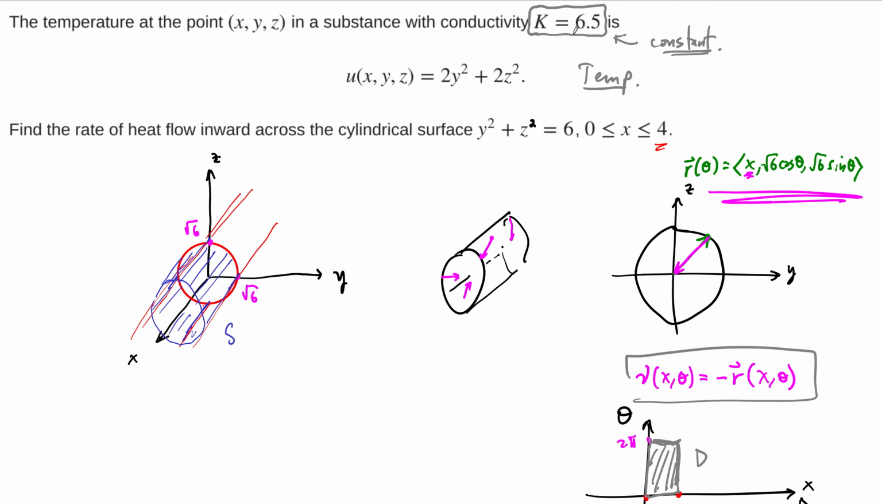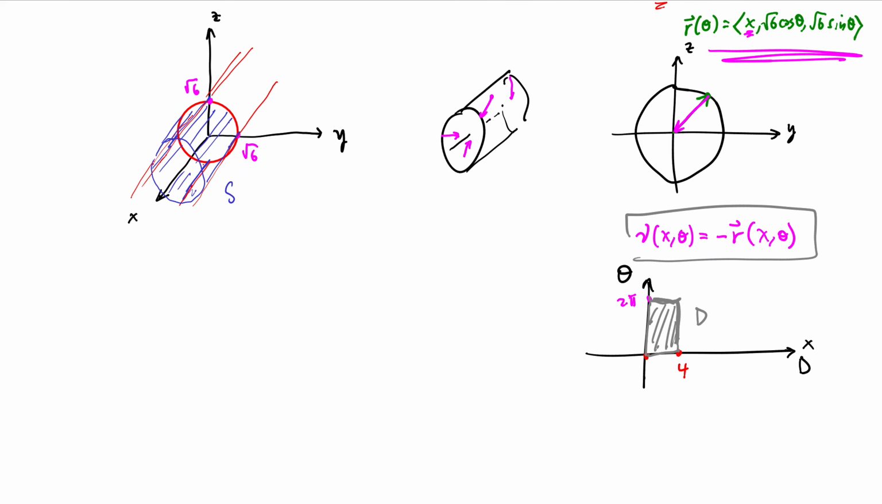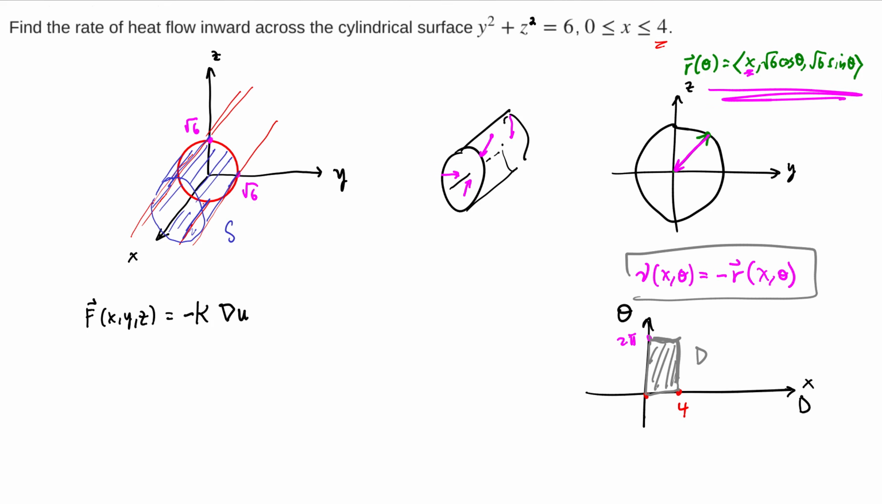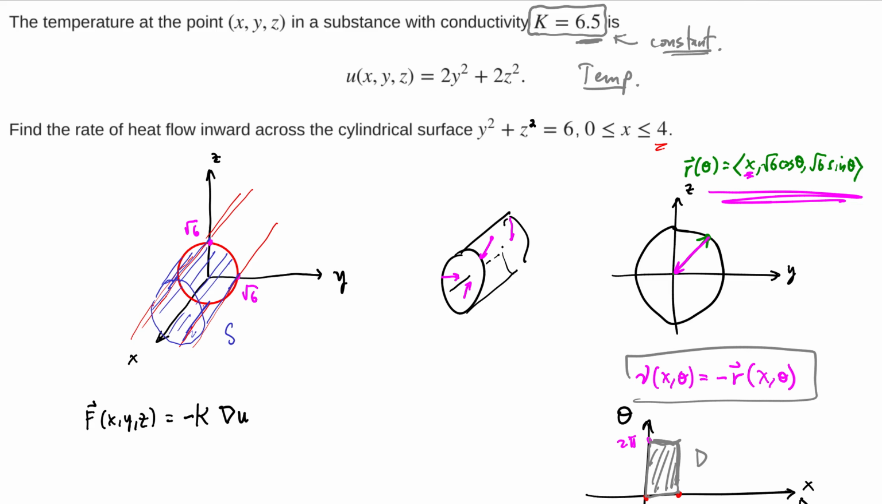Okay, so for this example, it's just 6.5. All we care about from a mathematical point of view is that it's a constant. The temperature is, of course, a function, and there is a physical theory of heat flow, which says that the vector field which represents the heat flow, F of x, y, z, is given by minus k times the gradient vector field of the temperature function. So minus k times gradient of u.